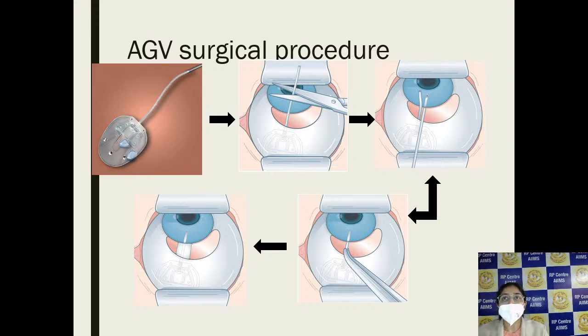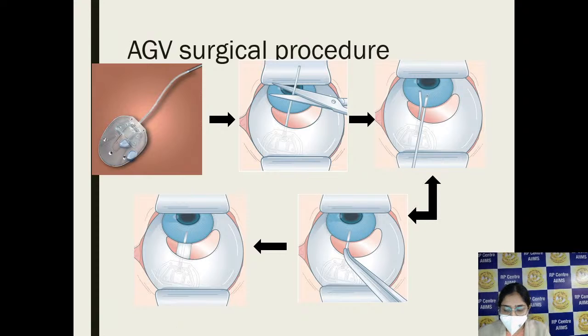Here also, we are creating a bleb around this device, and in between the bleb and the plate, aqueous is present, and that is absorbed into the lymphatics and the periconjunctival, Tenon's, and scleral vessels. So that is what is happening. So they are the two contraindications.